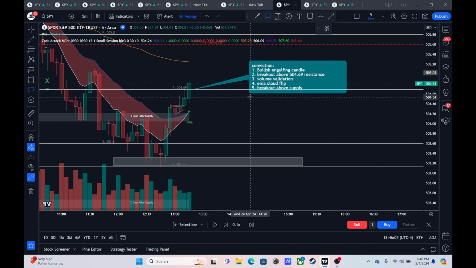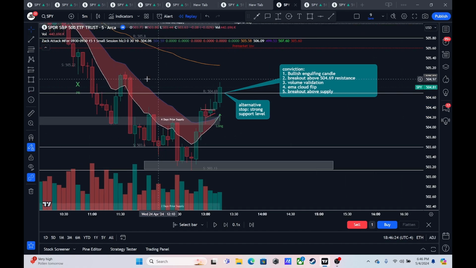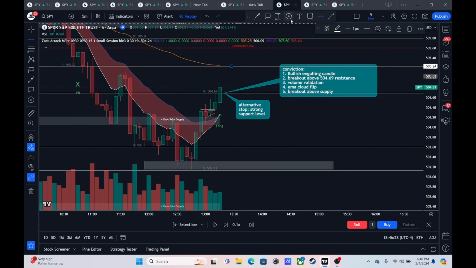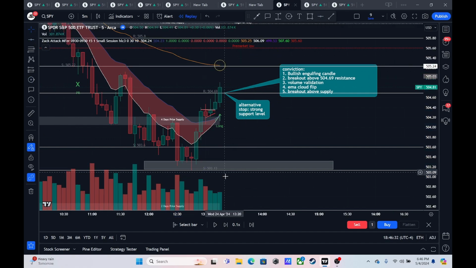Right, for this one, I would actually probably use the EMAs as my stop, but an alternative stop is going to be this strong support level. Because it was a strong resistance, now it can act as a strong support level, and if you want to use that as your stop, you can. And then we're going to target the next overhead resistance, which happens to be in line with VWAP. That is our target there, and let's see how this plays out.